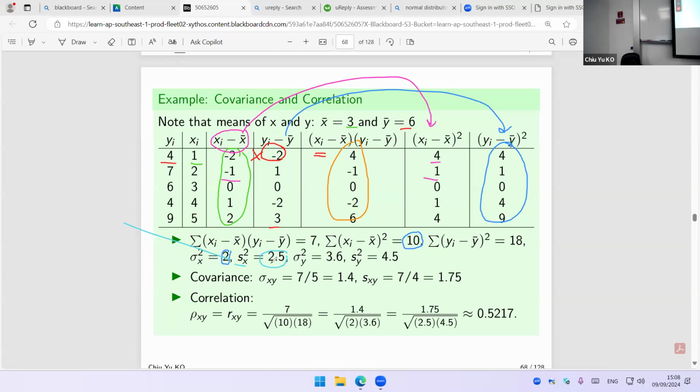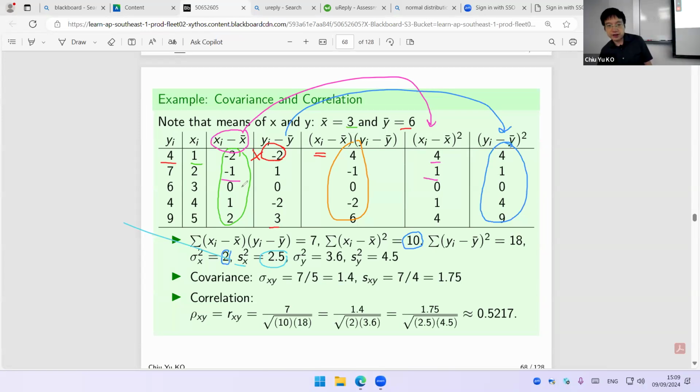And what is covariance? Covariance is this 7 divided by 5, so it's 1.4. Is that clear? If you divide it by n minus 1, it's 1.75. So they are positively related. You can see when x goes up, y tends to go up. But look at this number, it's easy.